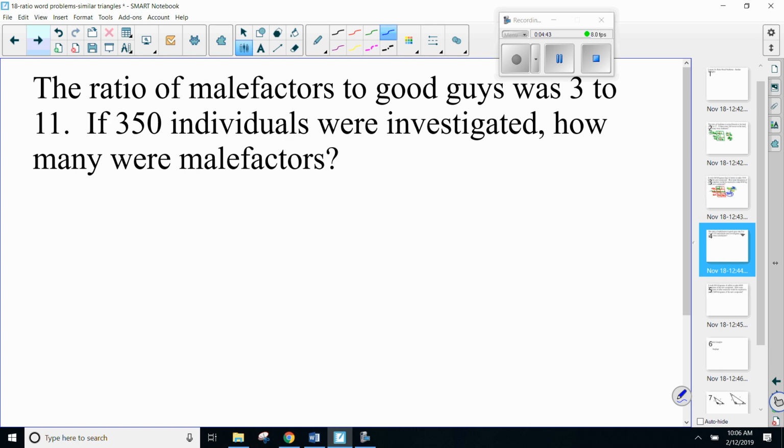Another example, the ratio of male factors to good guys was 3 to 11.